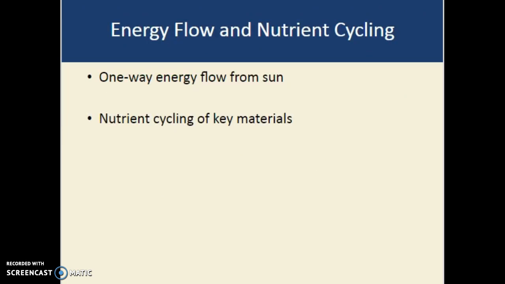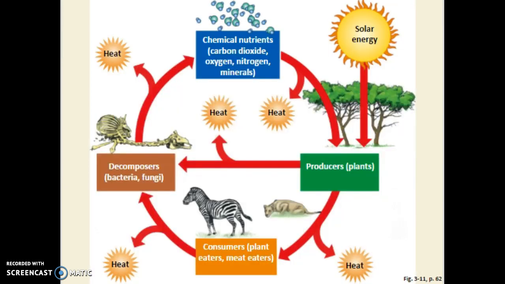The next portion of this chapter all deals with energy flow and nutrient cycling. So how things, specifically energy and a couple of different nutrients, are going to move around through the biosphere into the geosphere and sometimes in the atmosphere. So here's kind of a picture that shows the basic idea. We've always got an input of solar energy and we've always got an output of heat. So we're losing and gaining energy constantly, but matter is constantly being cycled.